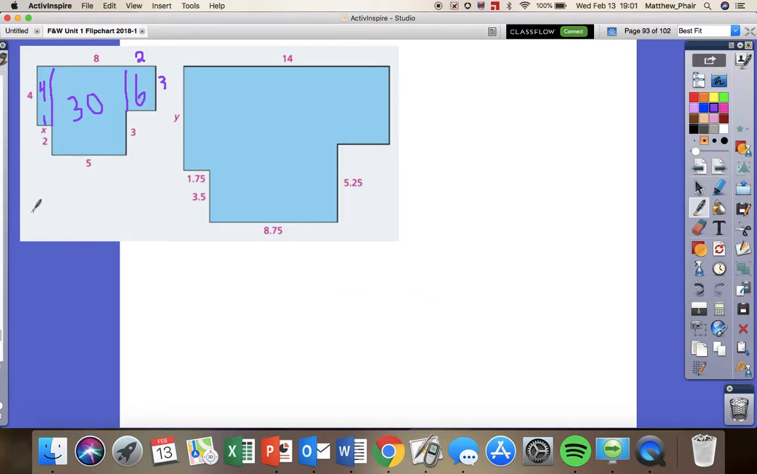So to find the area of the smaller shape, we add 4 plus 6 is 10, plus 30 is 40. And let's just call it meters. Remember, when we talk about area, we are talking about meters squared. Let's talk about perimeter now.